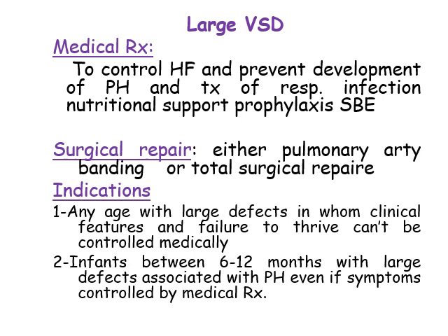Indications of surgery: we have 4 indications for surgery of large VSD. Number 1, any age of the patient with a large defect in whom clinical features and failure to thrive cannot be controlled medically. The patient takes treatment but is still symptomatic. Number 2, infant between the age of 6 and 12 months with a large defect associated with pulmonary hypertension, if symptoms are not controlled by medical treatment.